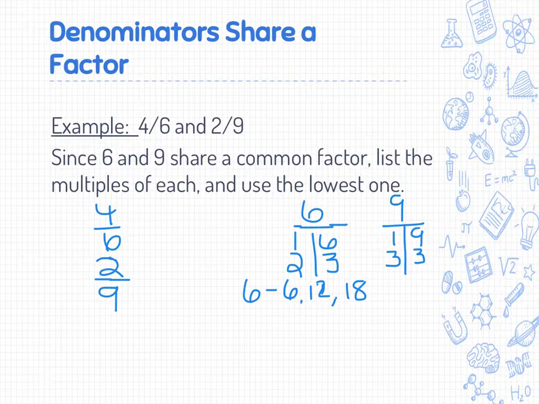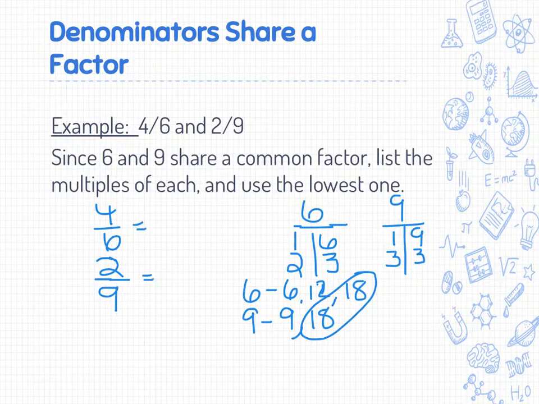This is why knowing your basic facts is super, super important. It makes everything you're going to do from here on out way easier. The multiples of 9, 9 times 1 is 9, 9 times 2 is 18. That's why I stopped. I knew that 18 was also a multiple of 9. The lowest common multiple between 6 and 9 is also the common denominator between 6 and 9.